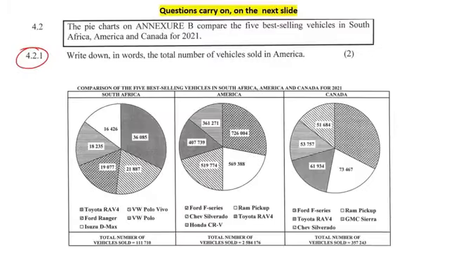Okay, so it says the pie charts on Annexure B, so this is Annexure B with the pie chart, compare the 5 best-selling vehicles in South Africa, America, and Canada in the year 2021. So let's just quickly make sure we understand this. So this is South Africa, this is America, and this is Canada.